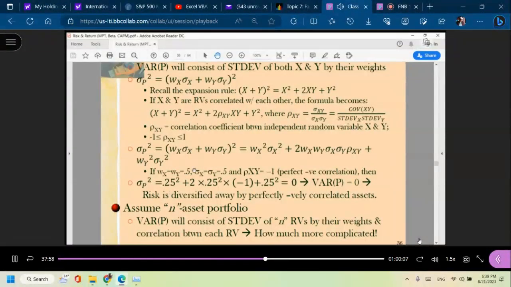So let's assume that the weight in each asset, X and Y, is 50%, so 0.5 and 0.5. And let's say the standard deviation of X is 0.5 and the standard deviation of Y is 0.5. Further, assume the correlation coefficient is negative one, meaning X and Y are perfectly inversely correlated. When X goes up 10%, Y goes down by exactly 10%. X goes down by 20%, Y goes up by exactly 20%. So if that's the case, let's think about it.